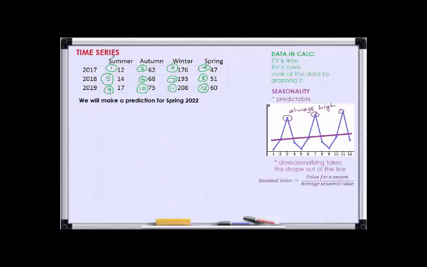So let's start by looking at 2017. And whenever we have more than one year, we look at the seasons separately. So we're going to look at 2017. And we need to work out the average seasonal value, the average value for a season, which means adding all of these four numbers up and dividing by 4. So my average value equals 12 plus 62 plus 176 plus 47, all of that over 4.